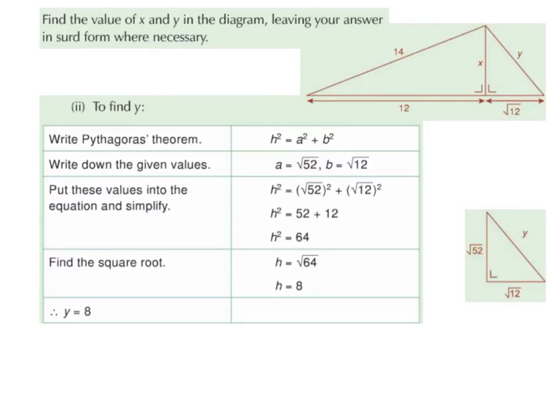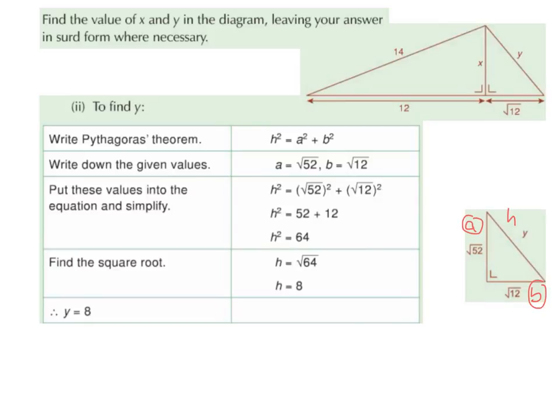Okay, so to find y, I'm going to draw out my other triangle separately as well. So I have a hypotenuse of y, a base of root 12, and now I know that x is root 52, so I have a height of root 52. So again, I have a right angle triangle, and I'm trying to find one of the sides, so I'm going to use Pythagoras' theorem. So again, I have h squared equals a squared plus b squared, or I can use c squared equals a squared plus b squared. Either way, I'm going to label my triangle. So my longest side is going to be the h or the c. I'm going to label root 52 as a, and I'm going to label root 12 as b.